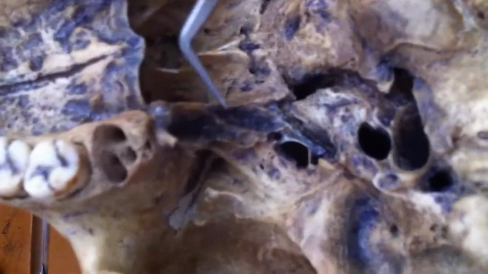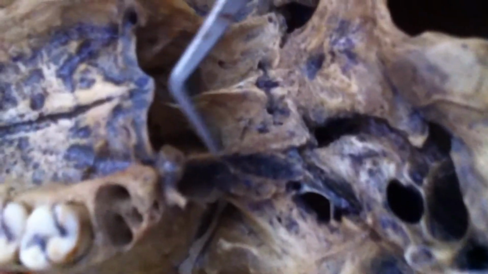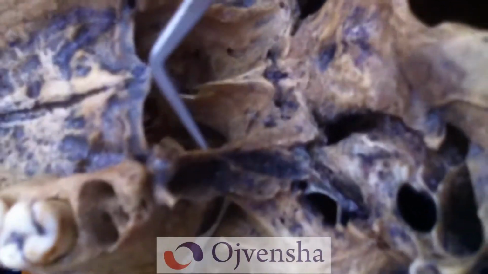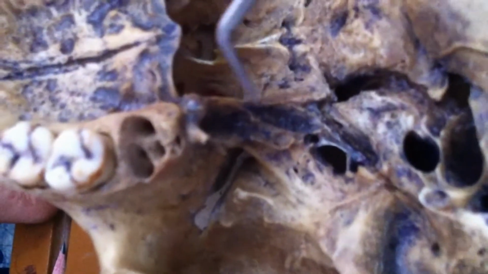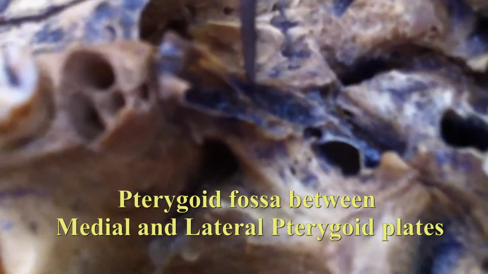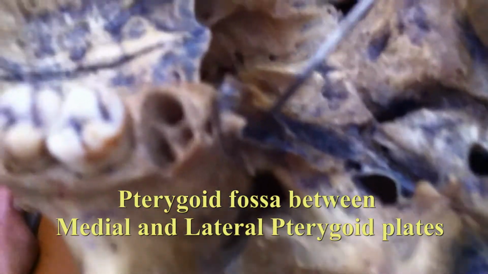The posterior border of the medial pterygoid plate gives attachment to pharyngobasilar fascia. The inferior tip of the medial pterygoid plate gives attachment to superior constrictor of pharynx and pterygomandibular raphe. So these are the attachments and relations of the medial pterygoid plate. Lateral to it is the lateral pterygoid plate. Between the lateral pterygoid plate and medial pterygoid plate we have a depression known as pterygoid fossa.